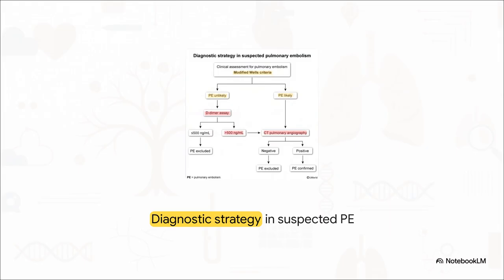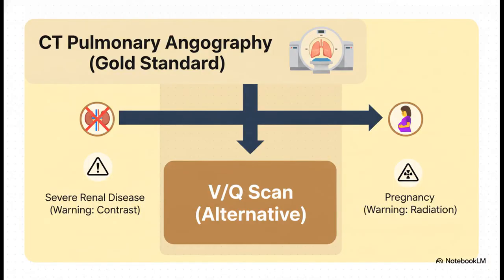But if the PE is unlikely, meaning a Wells score of 4 or less, that's when you start with the D-dimer assay. If that D-dimer comes back less than 500, you've safely ruled out the PE, saving your patient from unnecessary radiation and contrast.